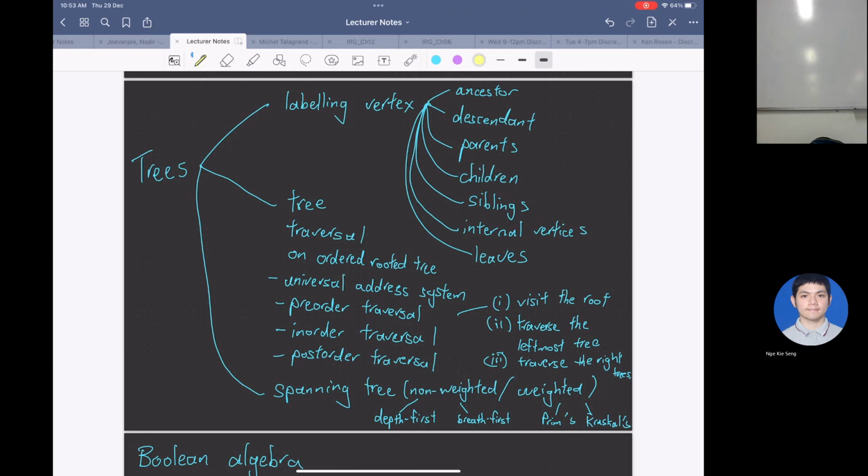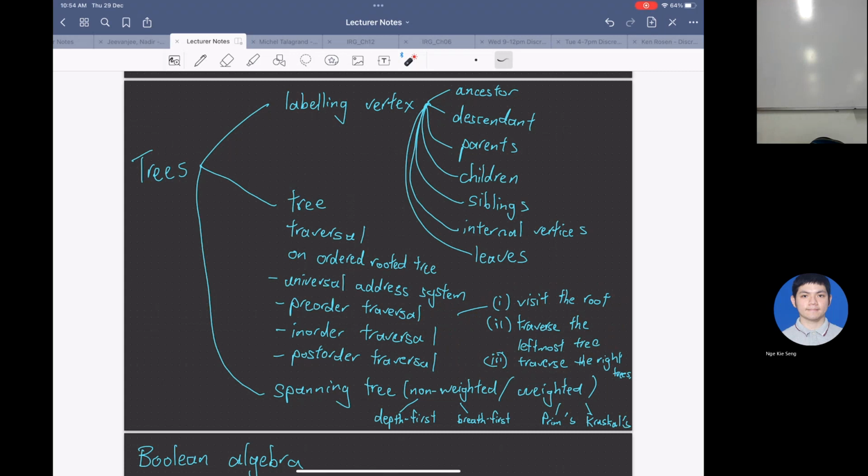And then next is how to go through all the vertices in an ordered rooted tree, the tree traversal. You need to know the universal address system, pre-order traversal, in-order traversal, and post-order traversal. For example, in pre-order traversal, you visit the root first, traverse the leftmost tree, and then traverse the right trees. These three are just playing around with the order of visiting.